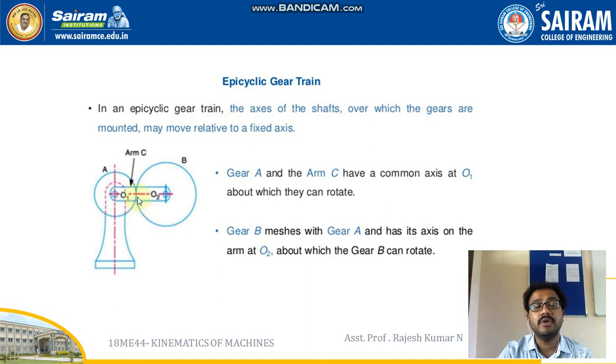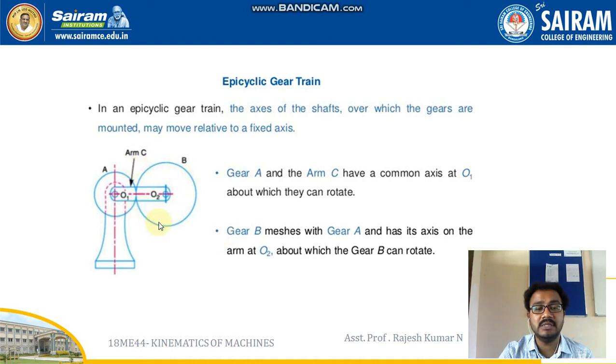I will explain the concept of this. I will name the first gear as A, the second gear as B, and the arm as C. Now we can see this. Gear A and arm C have a common axis. So this is the axis of the gear and this is the axis of the shaft, that is the arm, which have a common point. That point is nothing but O1, about which they are rotating.